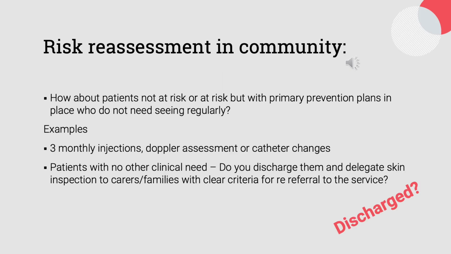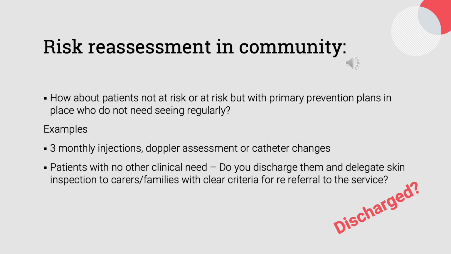When it comes to reassessing risk in the community, we need to consider that this is a lifelong thing for some patients, lifelong pressure ulcer risk management. So we need to think about who else can help us. How many patients are being seen by community teams who are at risk, have good prevention plans in place, but have no other clinical need for regular community nurse visits? For example, patients who have 3 monthly injections, Doppler assessments or catheter changes, or even those patients with no other clinical need at all.